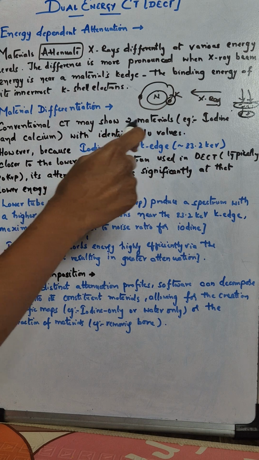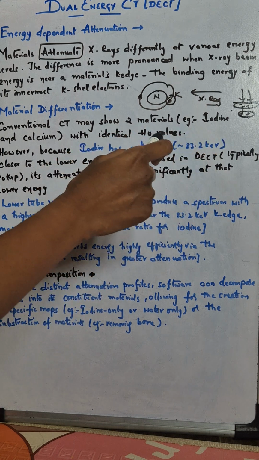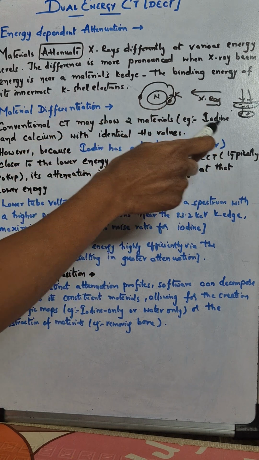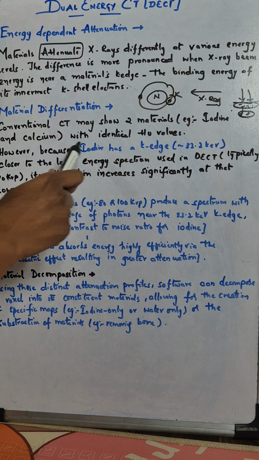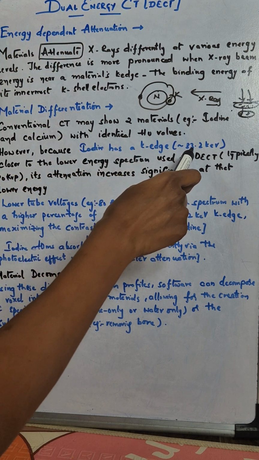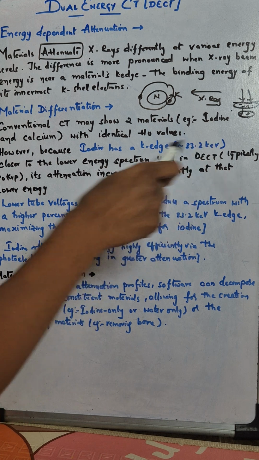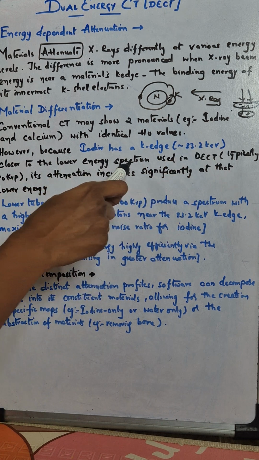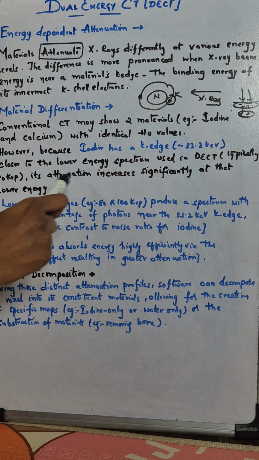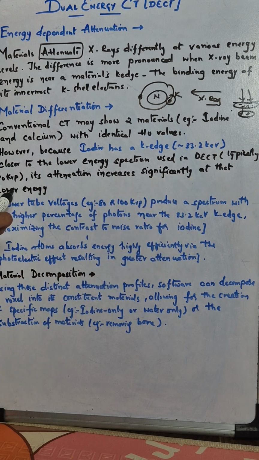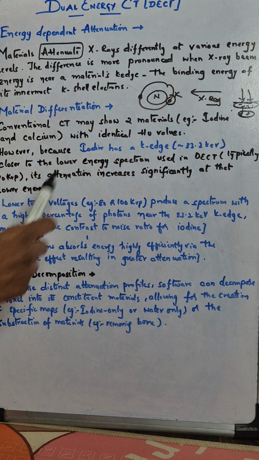Conventional CT may show two materials with identical HU values. You can't differentiate iodine from calcium. However, if you use dual energy, because iodine has a K edge of 33.2 keV, closer to the low energy spectrum used in DECT, typically 80 kVp, its attenuation increases significantly at that lower energy. So what does this mean?